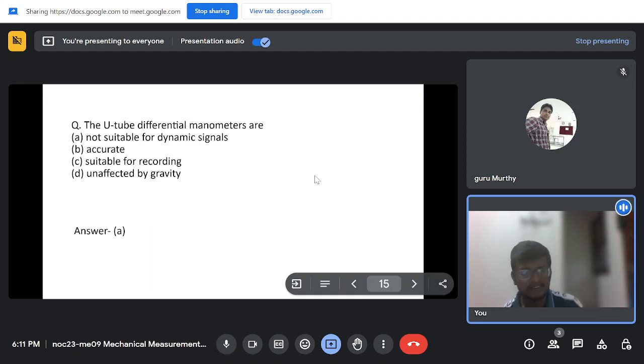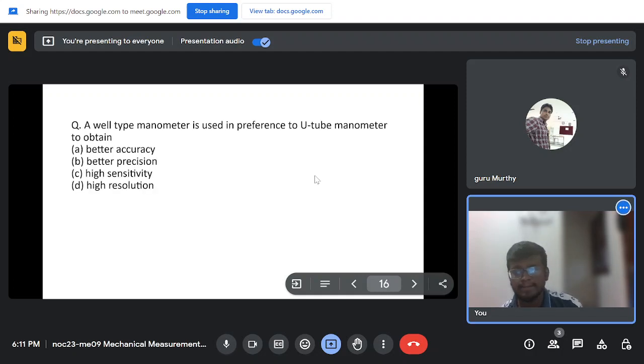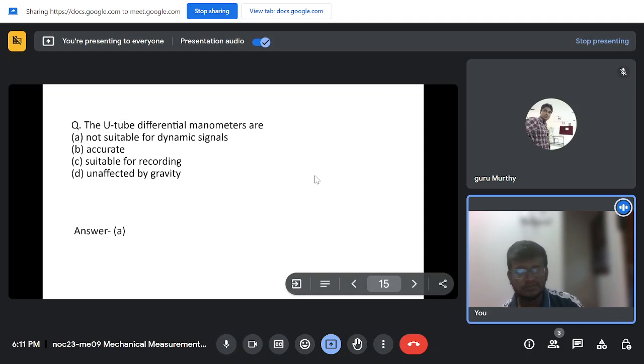So, as I said previously, if the liquid in the U-tube manometer keeps on oscillating, you cannot read the difference. So that's one of the reasons it's not suitable for dynamic signals. But if it's a static one, it's very good, accurate, not affected by gravity, and can record.